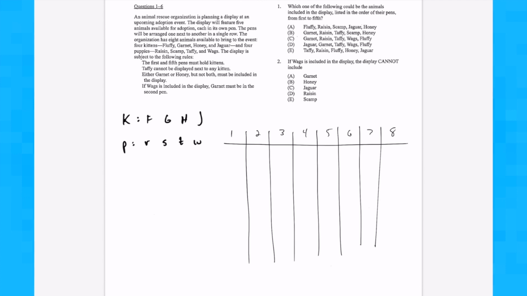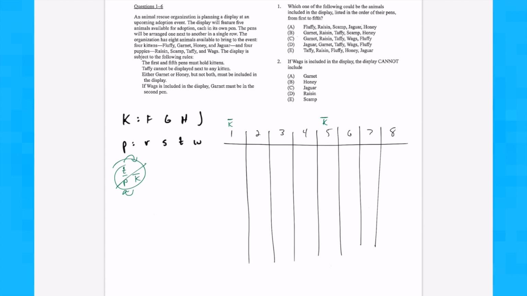Getting into the clues, the 1st and 5th pens must hold kittens. So if I am doing this 2-dimensionally, even though I've got the capital letters, I'm just going to set it up over K for kitten. And so 1st and 5th must be a kitten. Taffy cannot be displayed next to any kitten. So he never goes next to a kitten, and that is reversible. I want to keep in mind the order does not matter there. Can't be preceded by a kitten, can't be followed by a kitten.